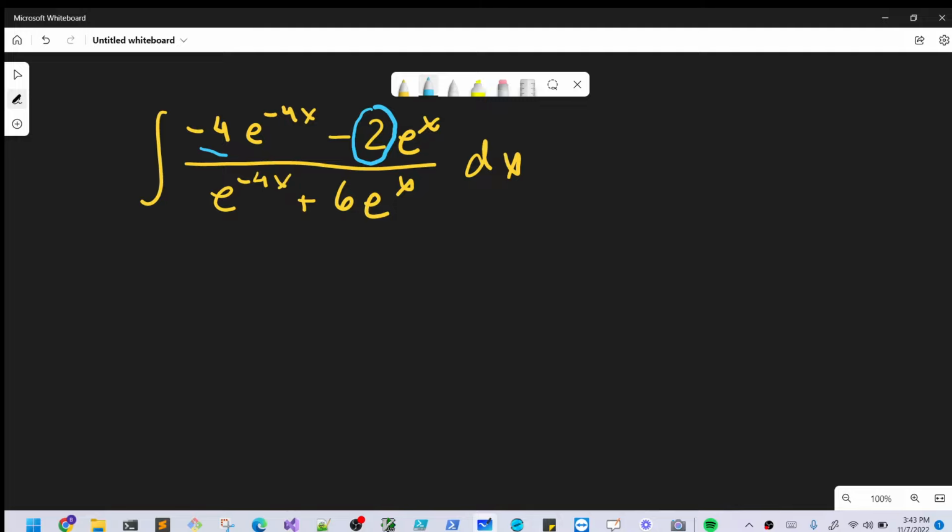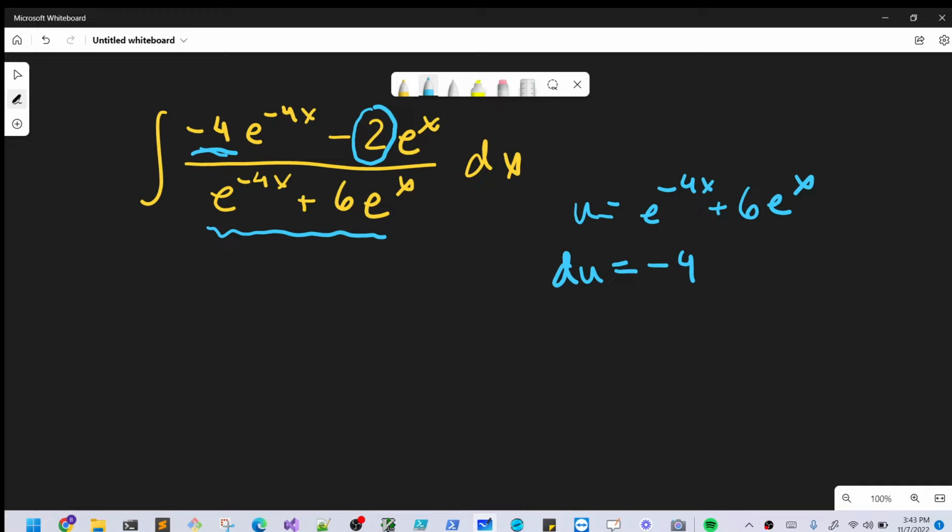Another thing we want, the second thing we want, it'd be nice if this could be our u and we could do a u substitution. Let's just look at what's going to happen if we try that. We'll call u equal to e to the minus 4x plus 6e to the x, and then our du is going to be minus 4. Good, that matches this, the minus 4x plus 6e to the x. We don't match the second part. So we'd really like our du to be this numerator, but it's not. We could force it to be that, but then I think we're going to have other problems.